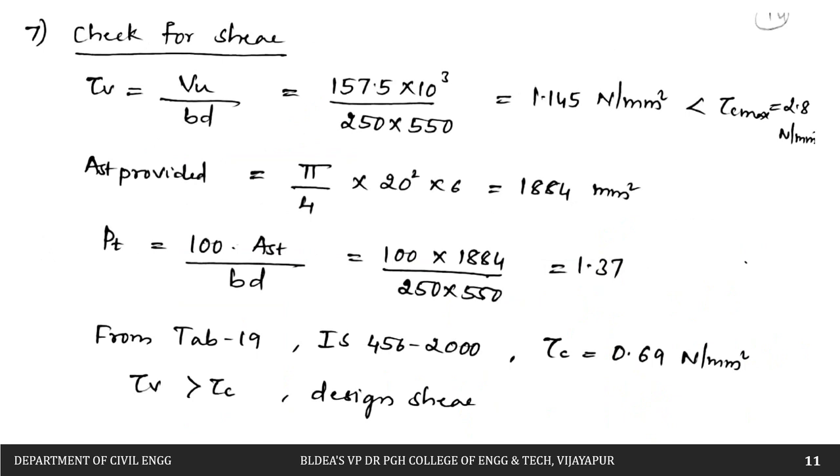Then next we have to check for shear and we have to check for deflection. If you want to check for shear, let us calculate this tau v value.